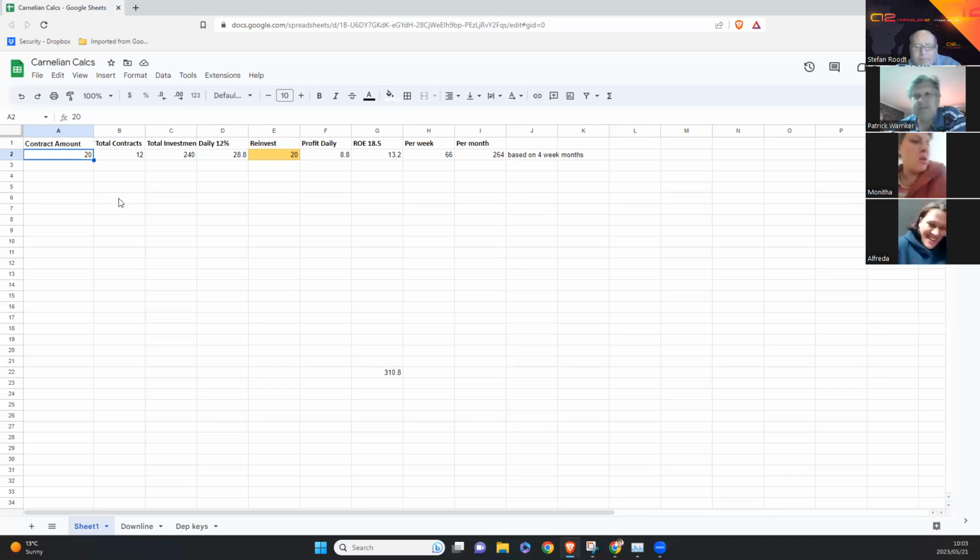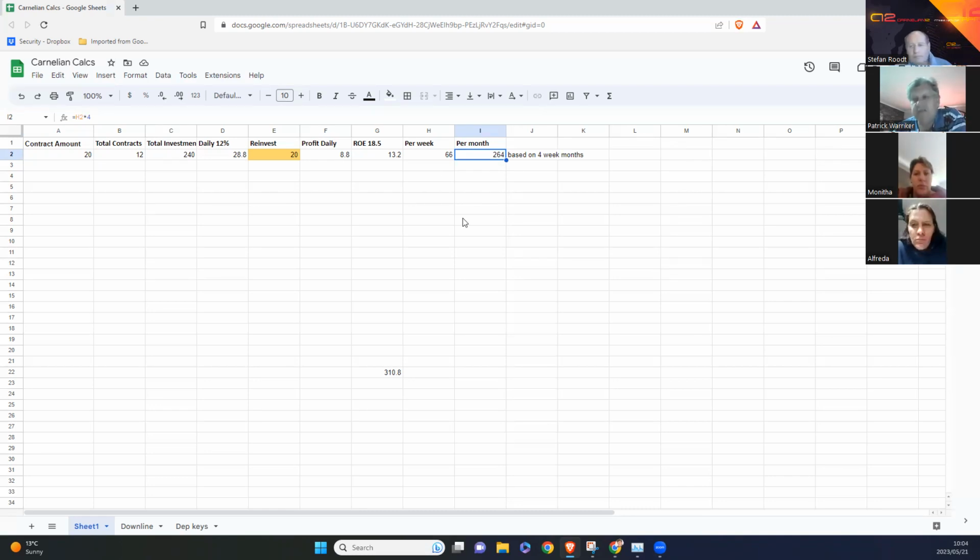Sorry. This is just to give you a beginner's view of where we are working towards with this. If you are having $20 in 12 contracts, that will give you a total investment of $240, which gives you a daily interest of $28.8. If you take $20 and reinvest it to keep that 12 contracts going, then you can start profiting daily, keeping 8.8 for yourself. So in South African rands, that relates to 264 rands per month. But obviously this is just like the first step.